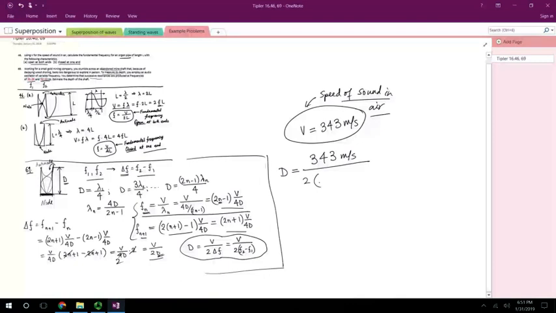Let's go to the problem. f2 is 52.10 hertz, so this is 52.10 hertz minus 31.26 hertz.